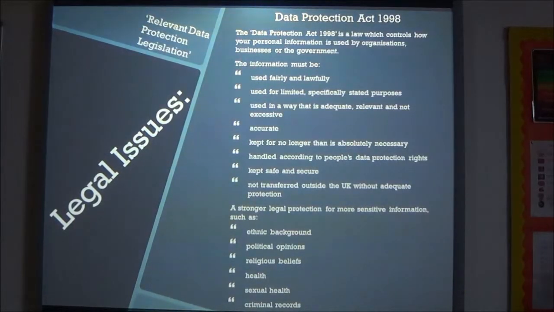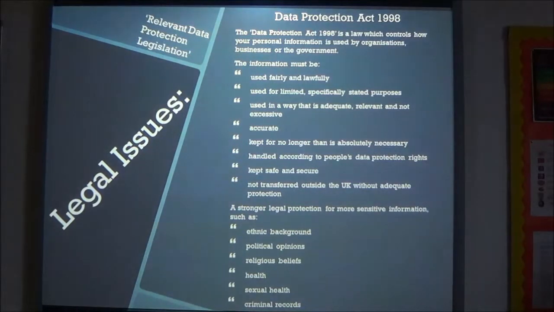The Data Protection Act of 1998 was set up by law to control the way people's personal information can be used by organisations. The information must be used fairly and lawfully, used for limited, specifically stated purposes, used in a way that's adequate, relevant and non-excessive, accurate, kept for no longer than absolutely necessary, handled according to people's data protection rights, kept safe and secure, and not transferred outside of the UK without adequate protection.